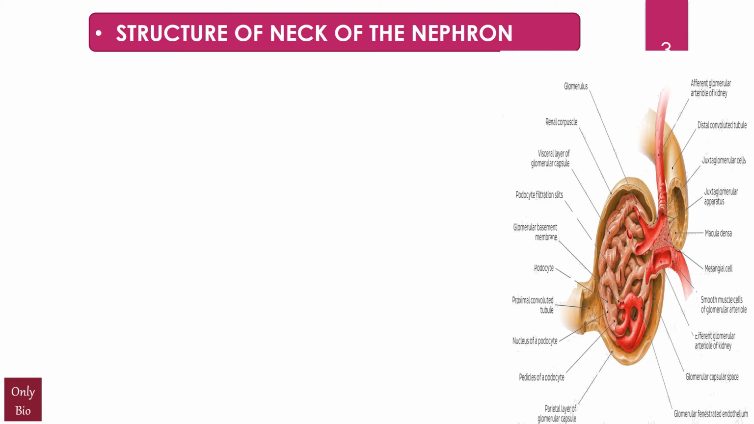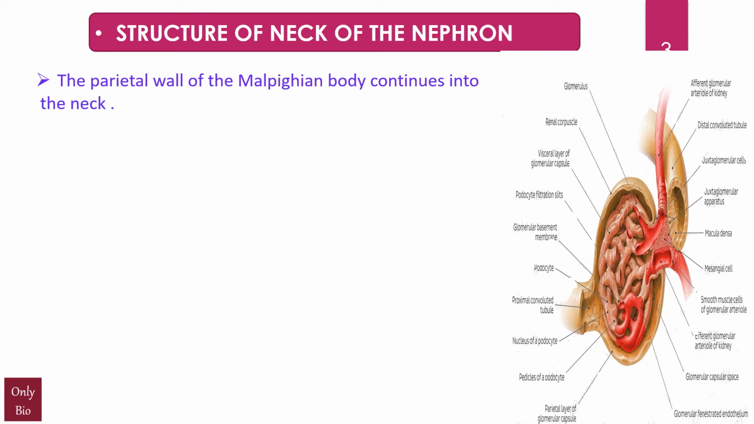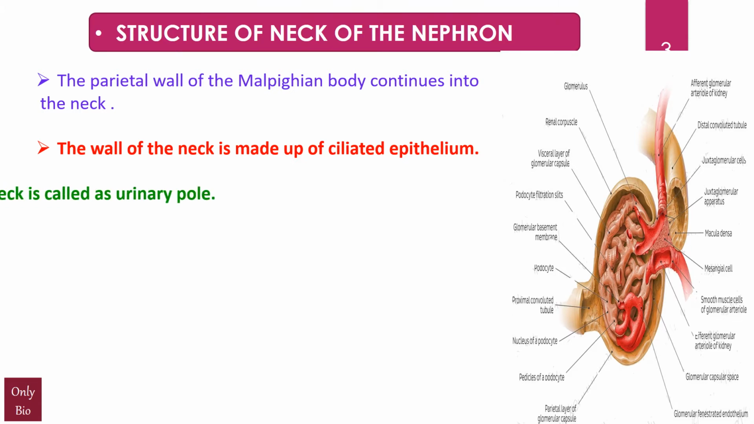So let's begin. The parietal wall of the Malpighian body continues into the neck. The wall of the neck is made up of ciliated epithelium. The lumen of the neck is called the urinary pole. Friends, lumen is nothing but the space inside the neck, and the opposite end of the same is called the vascular pole, because it is in contact with the tuft of blood vessels, that is the glomerulus. So that part is called the vascular pole. It is not mentioned in our book, so please remember this.